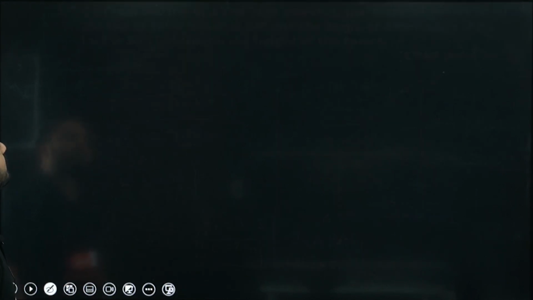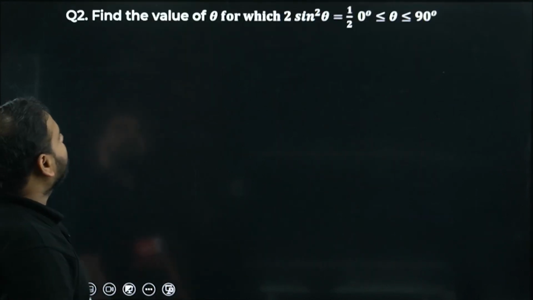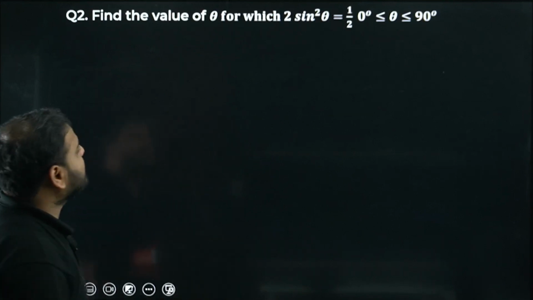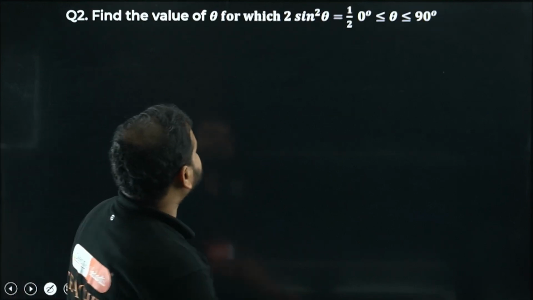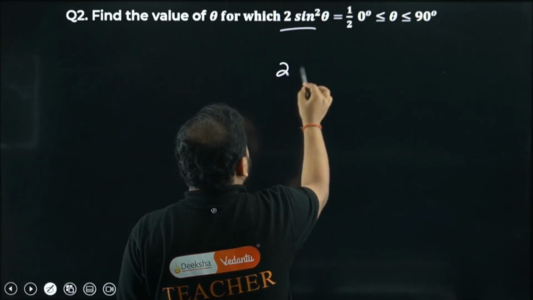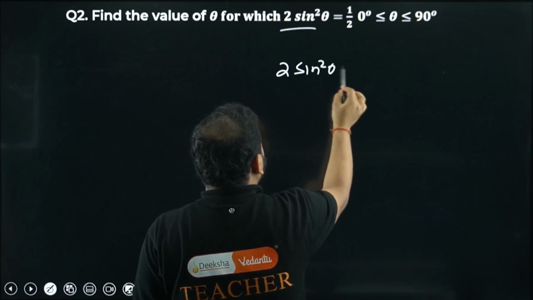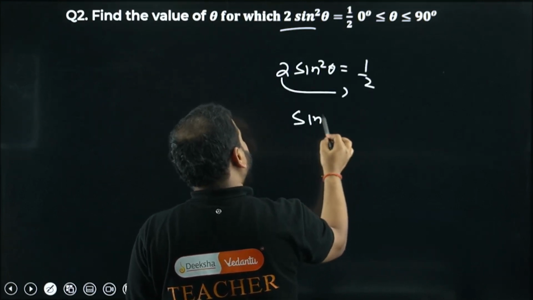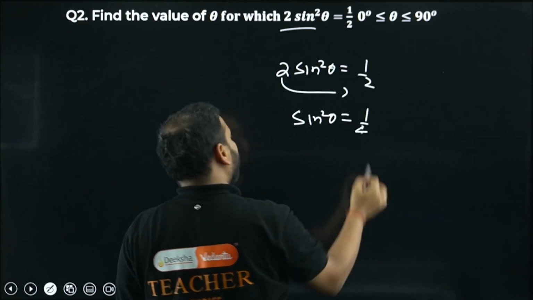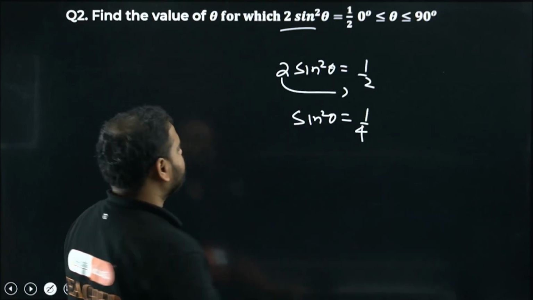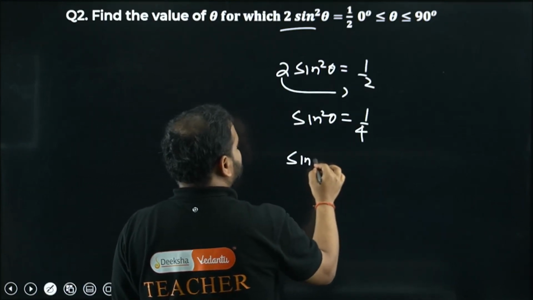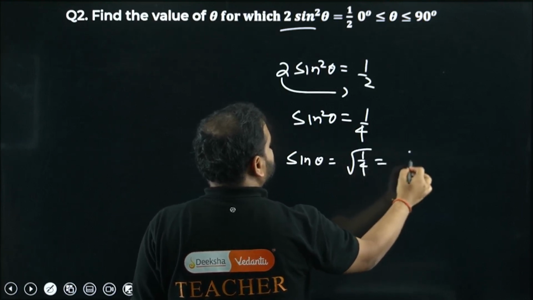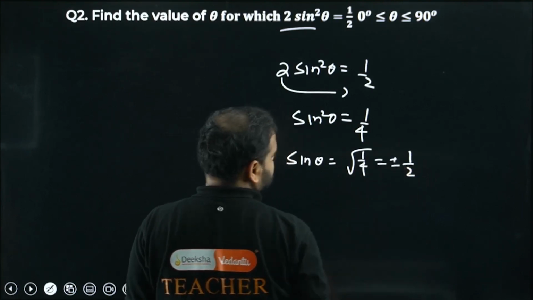Now moving on to question number 2, based upon ratios. Please check. Sin square theta is what? Take this value. Bring this 2 on this side. So sin square theta is 1 by 4. Take the root now. Sin theta would be root of 1 by 4, so plus or minus 1 by 2.